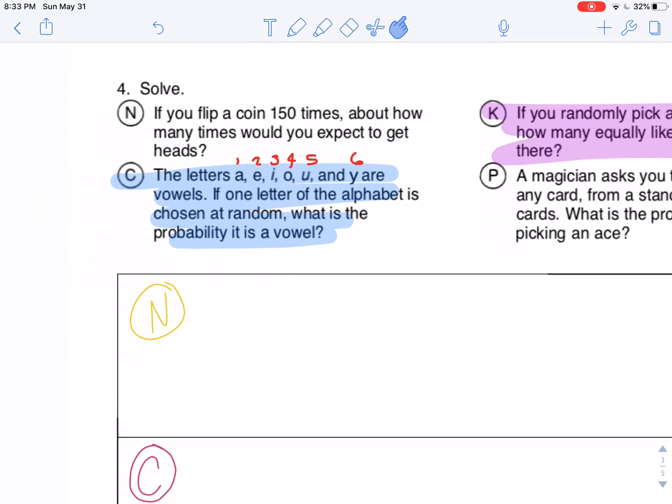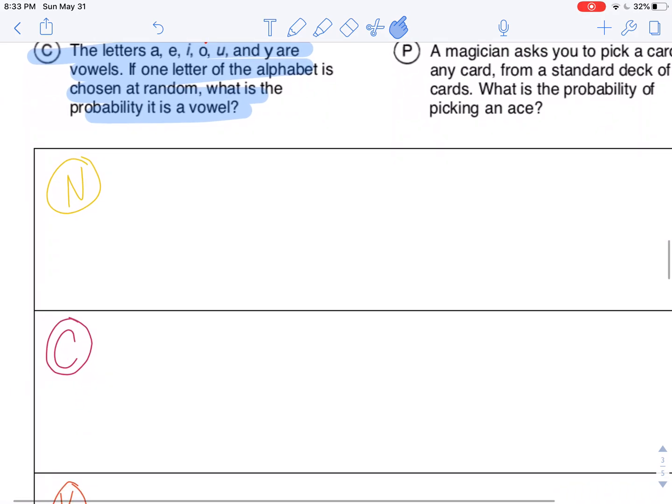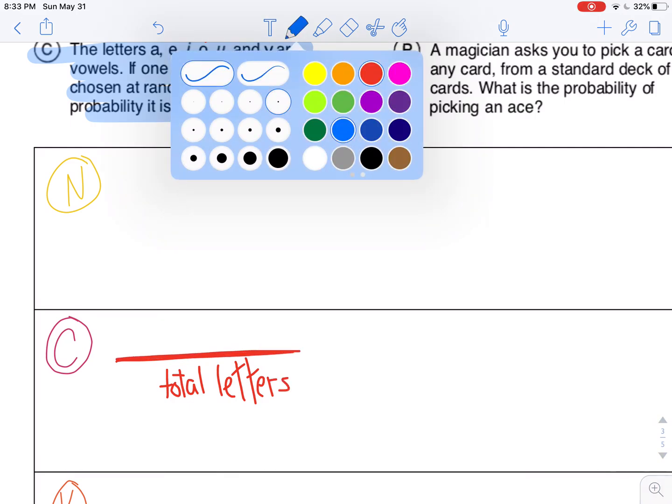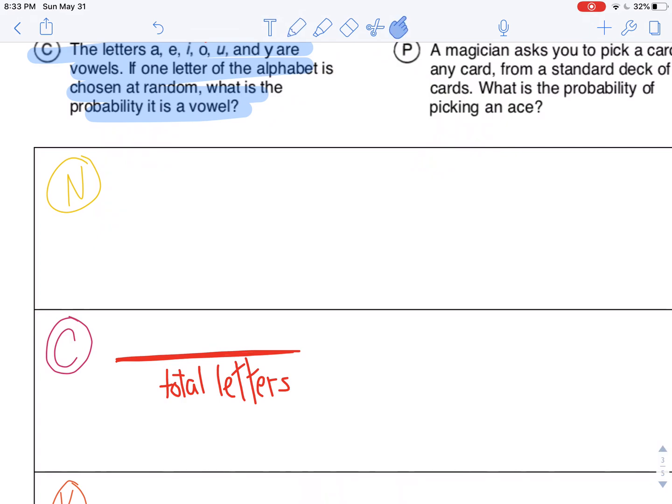So the very first thing you'd figure out is how many total letters are there? I'm not going to count them for you, and maybe you just know how many there are. That's a good number to just know. It's going to pop up at you in math for the rest of your math career. So it might be worth your time to memorize how many letters there are.